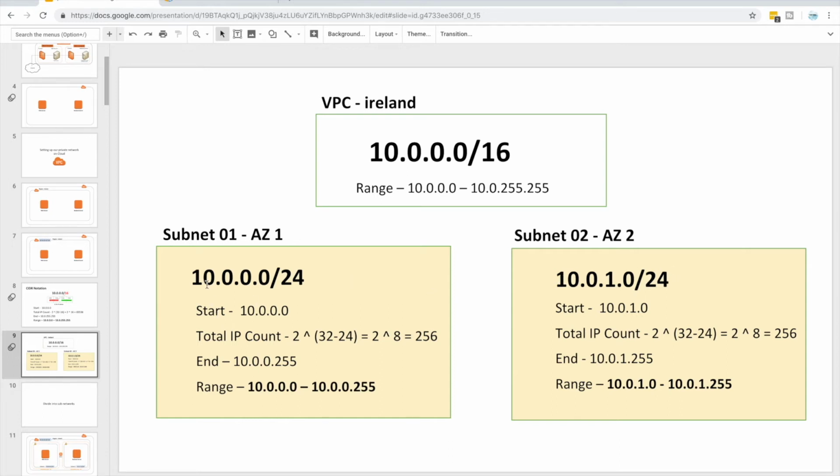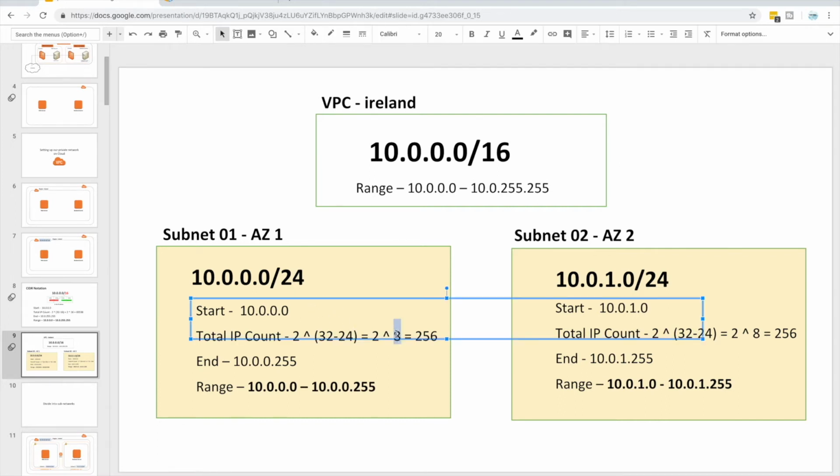So the starting address is 10.0.0.0 and the total IP count, how do you count it? You can subtract 24 from 32. So that means you have only 8 bits allocated for the host. Taking 2 to the power 8, that is 256 IP addresses. And since the IP addresses start from 0, the last IP address it could go up to is 10.0.0.255. So the range is this.